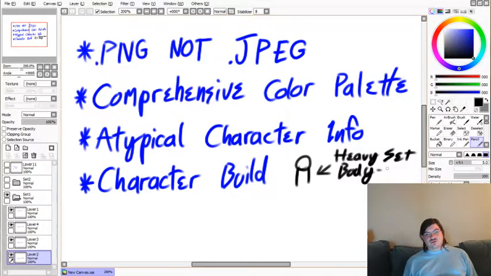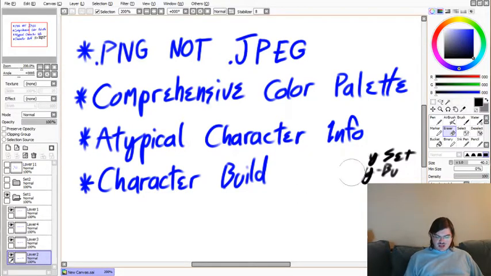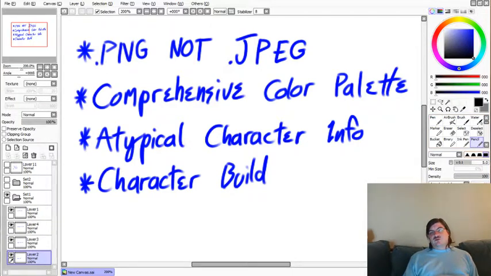And you want to make sure that this build is only described in about four words, because you don't really need more than that to describe body type, really. Like, if you were to say petite but curvy, you know, that gives me a mental image of what a character looks like. Really, you don't need much more than that.